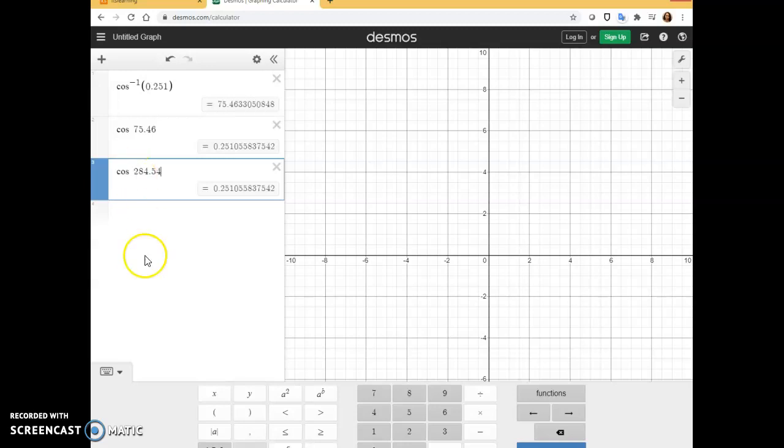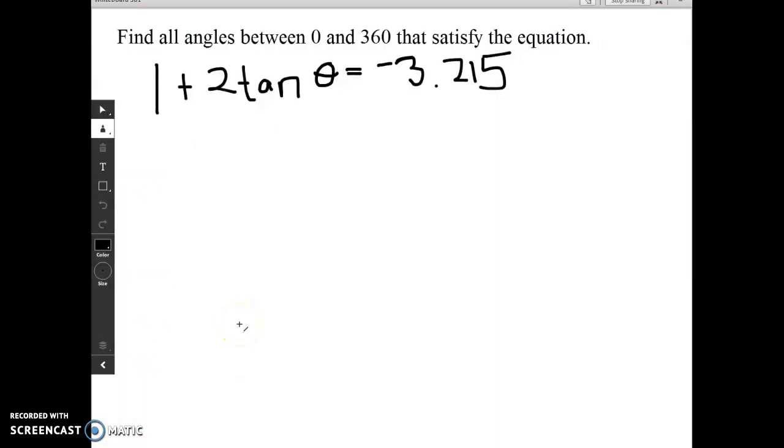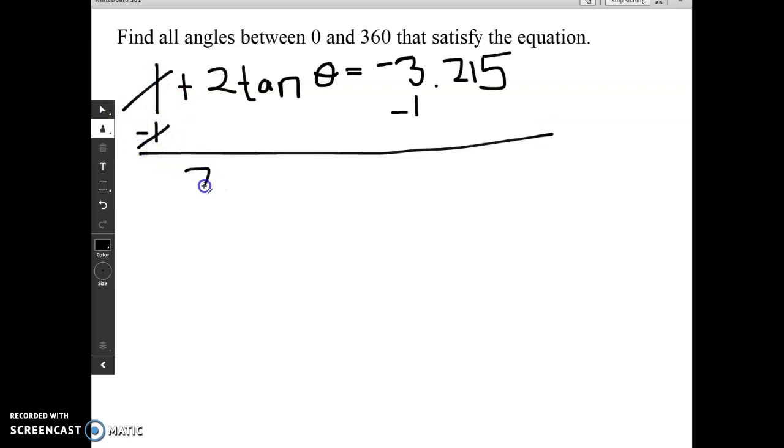Let's look at another example. Okay, now we have 1 plus 2 tangent theta equals negative 3.215. So I'm going to subtract 1 from both sides. Well, I didn't do it before. And I get 2 tangent theta is equal to negative 4.215.